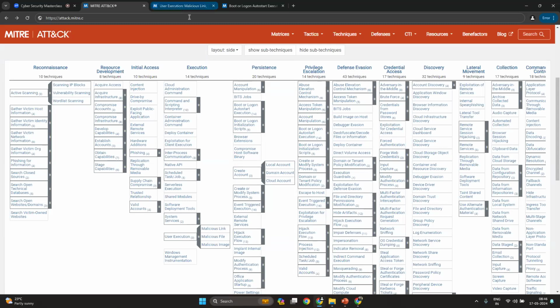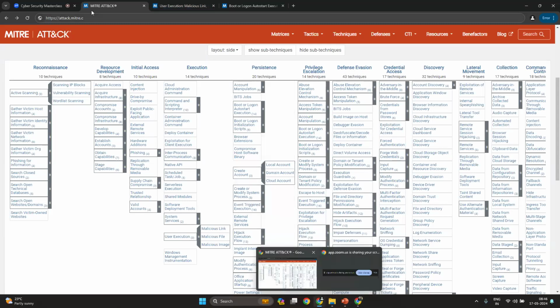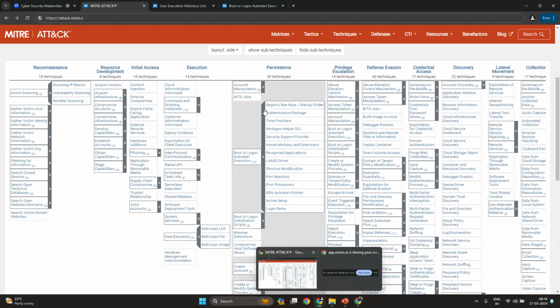Excuse me. Can you look at logon autostart execution? So what are the necessary preventions? The most evident one would be a startup folder or registry run key. And the next one, I would say something common would be a login item, I guess.